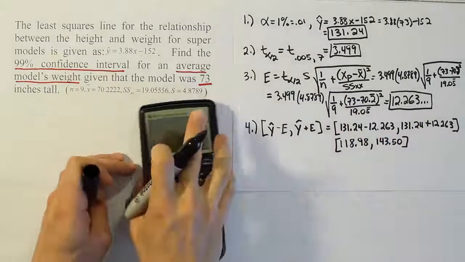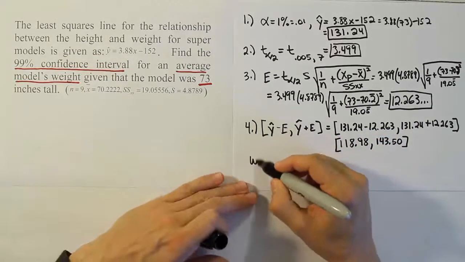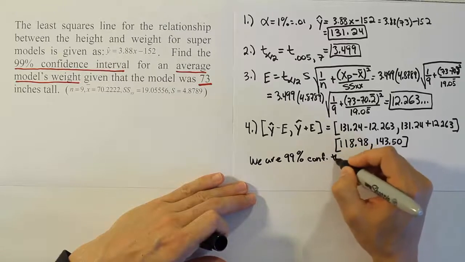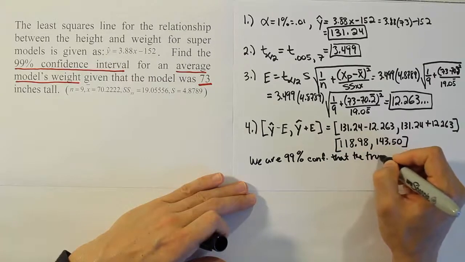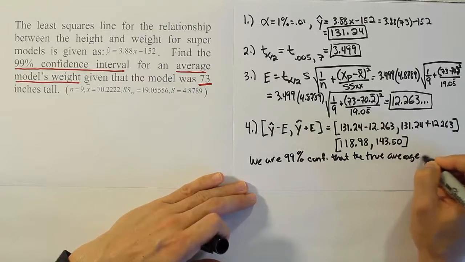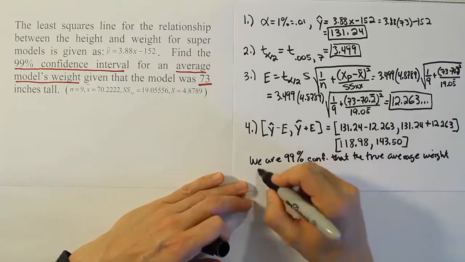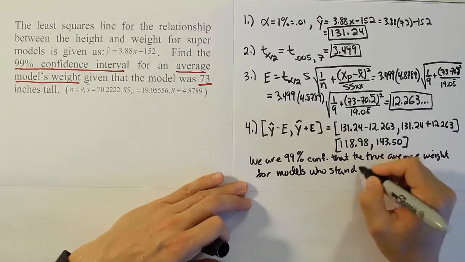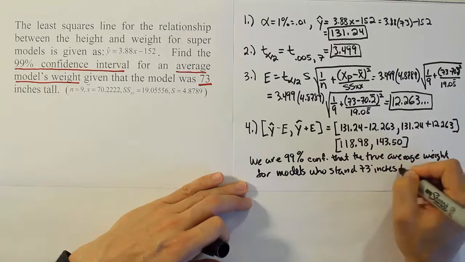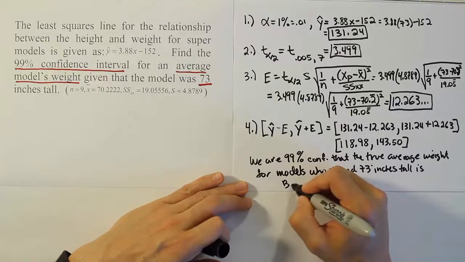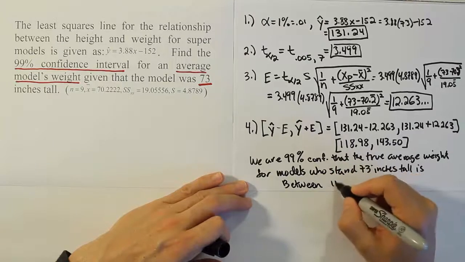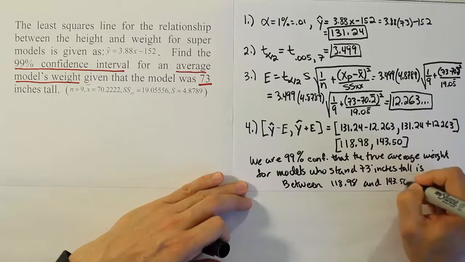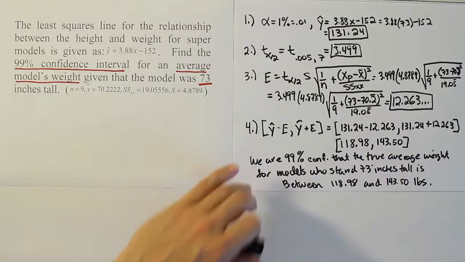All right, and so our interpretation is pretty simple. We are 99% confident that the true average weight for models who stand 73 inches tall is between 118.98 and 143.50 pounds. And that's it. That's our solution.